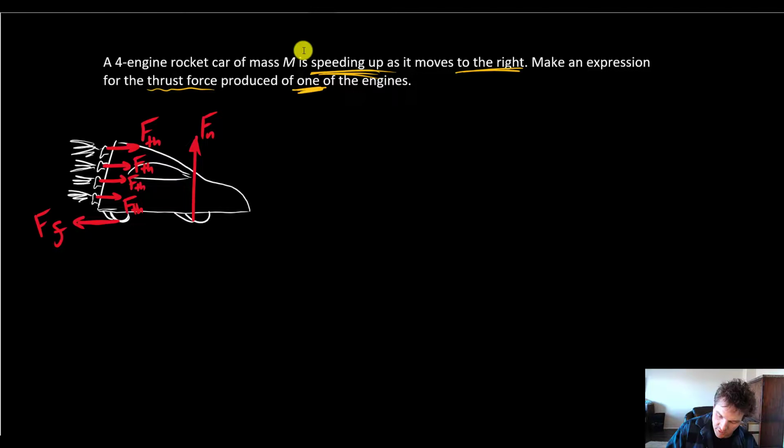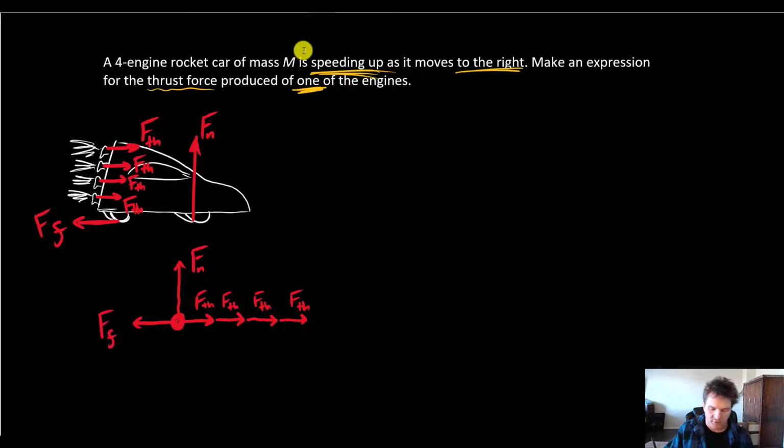So when we draw the free body diagram here, I have the normal force. Okay, I have 4 of these thrust forces. So there's a couple ways you could go about this. FTH, FTH, FTH, FTH. Okay, I have a friction force.